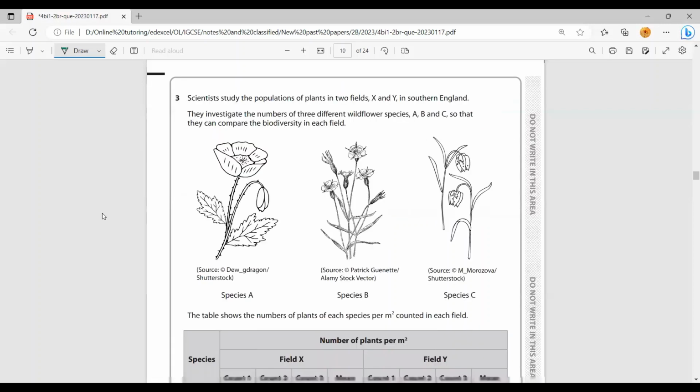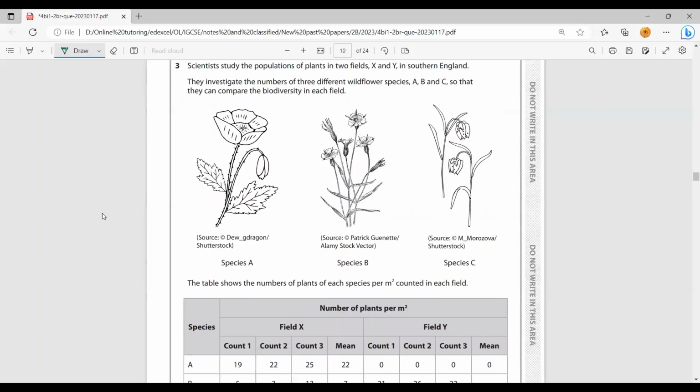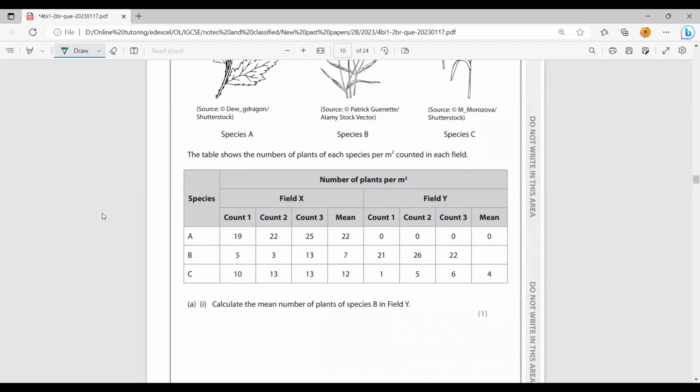Okay, miss. Scientists study the populations of plants in two fields, X and Y, in southern England. They investigate the number of 3 different wildflower species, A, B, and C, so that they can compare the biodiversity of each field. Here there are 3 species of flowers. The table shows the numbers of plants of each species per meter squared counted in each field. Let's look at the table first.